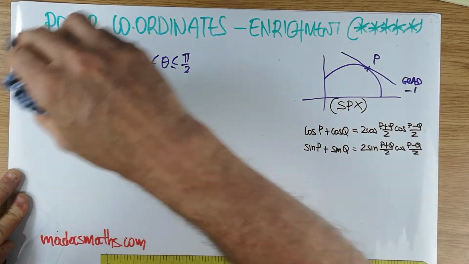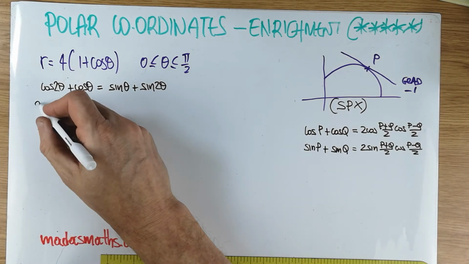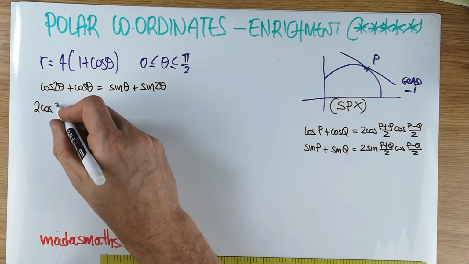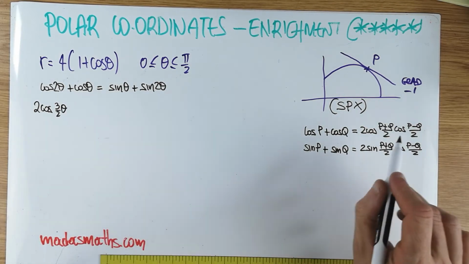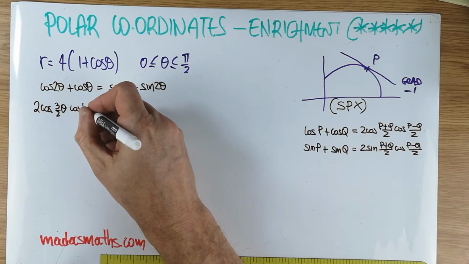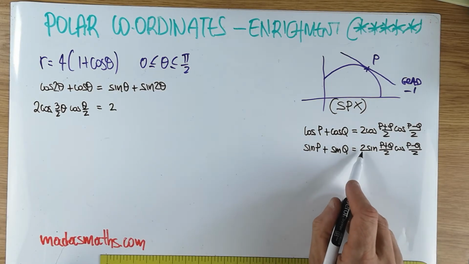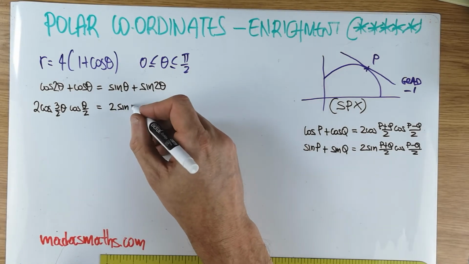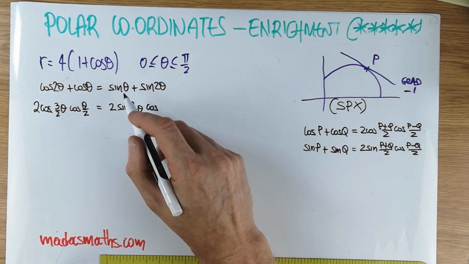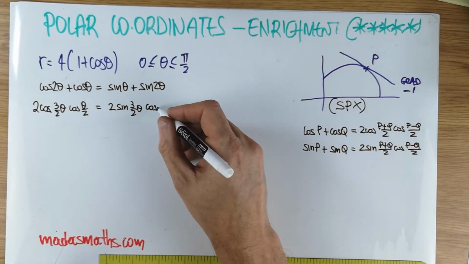Okay, so now this equation can be simplified. So I'm using this identity on the left. So that's 2 lots of cos, add and divide by 2, 3 theta over 2, so 3 over 2 theta. And then the P minus Q is 2 theta minus theta, which is just theta over 2. So cos theta over 2 is the same as, looking at this identity, 2 there, sine of 3 over 2 theta, adding and dividing by 2, times the cos now of theta minus 2 theta, which is minus theta.